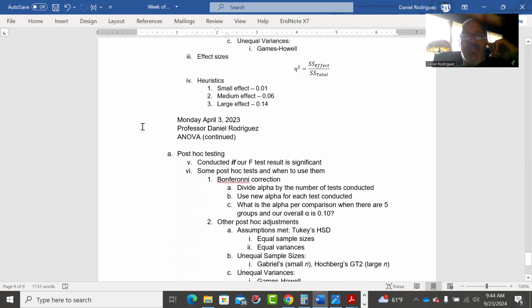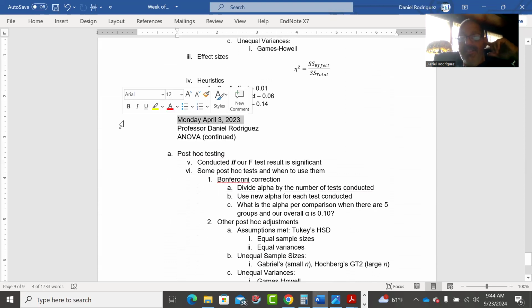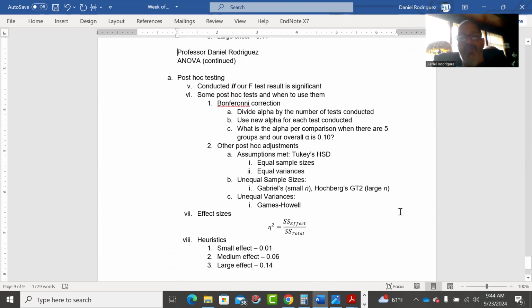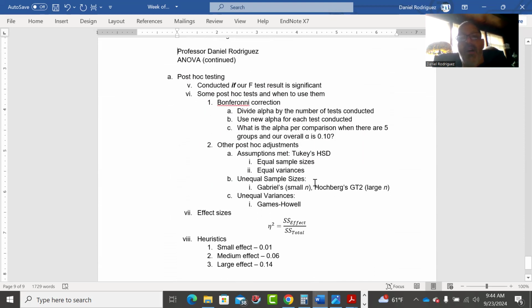There are other ways to adjust for these differences when you're using a computer package. The computer package will offer you different options. One of them is called Tukey's honestly significant difference. So this would be an option other than using the Bonferroni, a different choice. There's also Gabriel's and Hochberg's G2, and then there's Games-Howell.